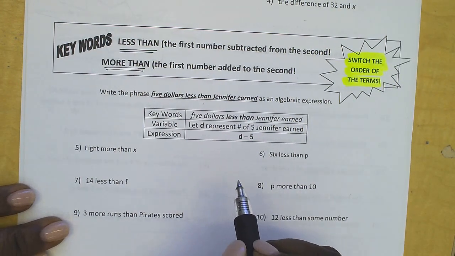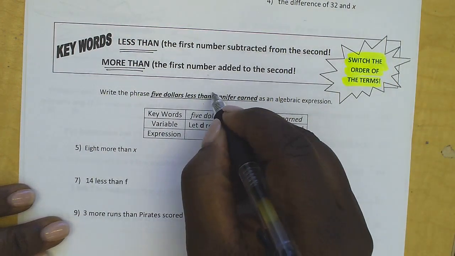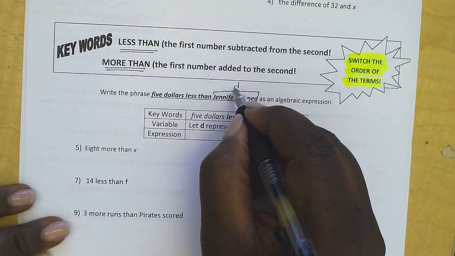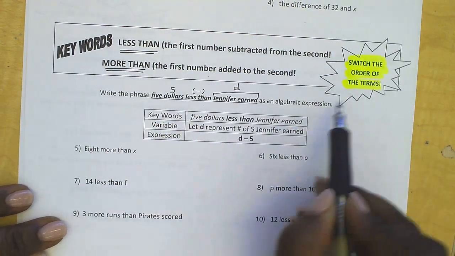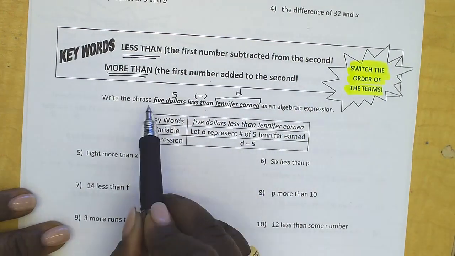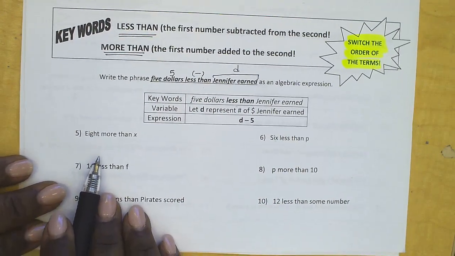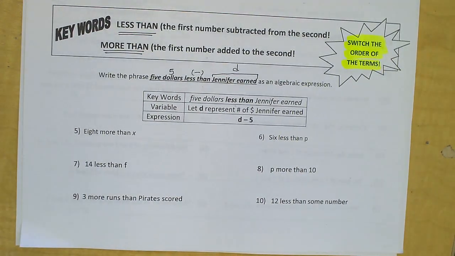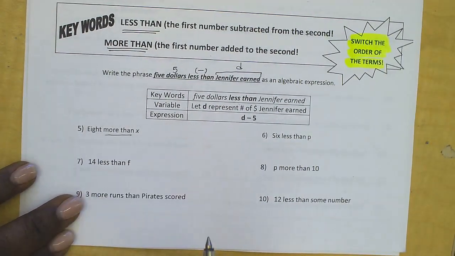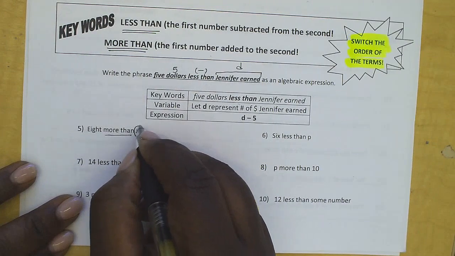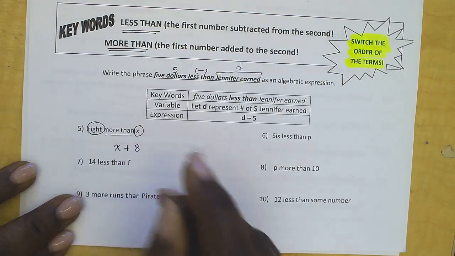So $5, this is the amount that Jennifer earned. It's going to be D. Less than is the minus sign, and then we have 5. So we're going to rewrite this by flipping the terms, D minus 5. So here, let's try this by writing this below. 8 more than X. So here's our X and here's our 8. So we're going to write X plus 8.